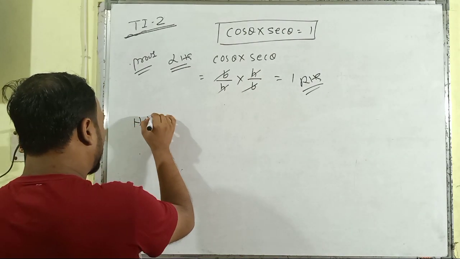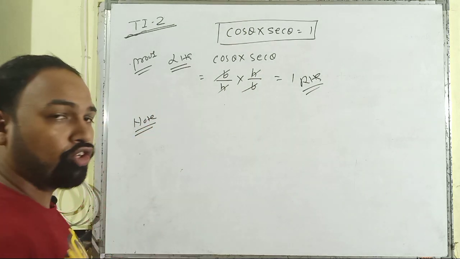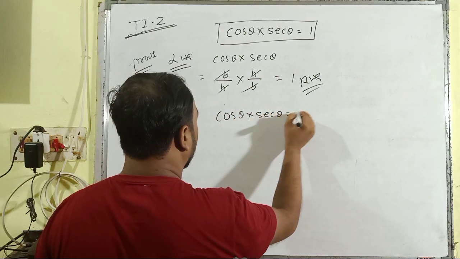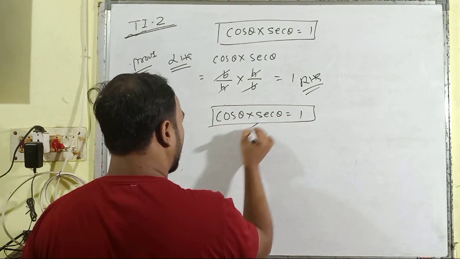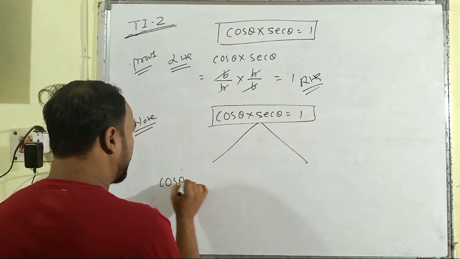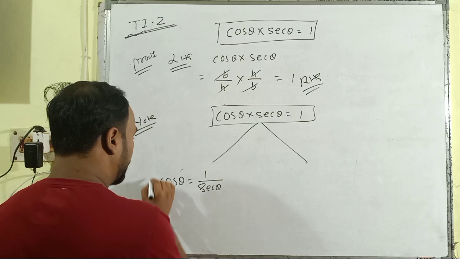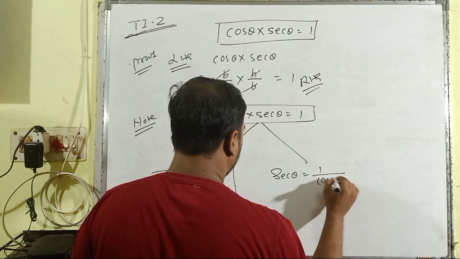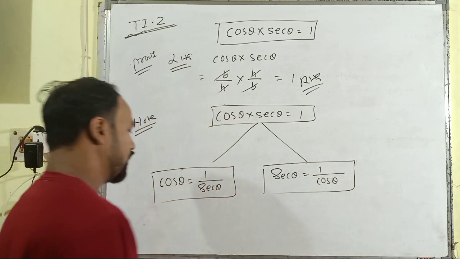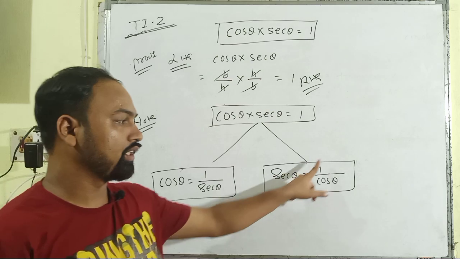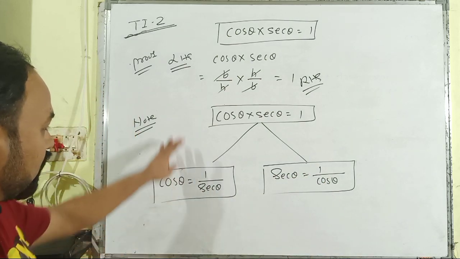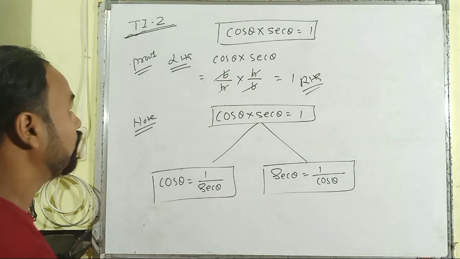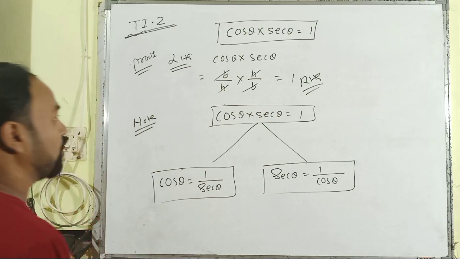Then again let us go through some of the notes based upon the trigonometric identity 2. Cos theta multiplied with sec theta is equal to 1. So here cos theta will be 1 upon sec theta, and sec theta will be 1 upon cos theta. This is the complete analysis for the trigonometric identity rule number 2. Then moving towards rule number 3 or trigonometric identity 3.